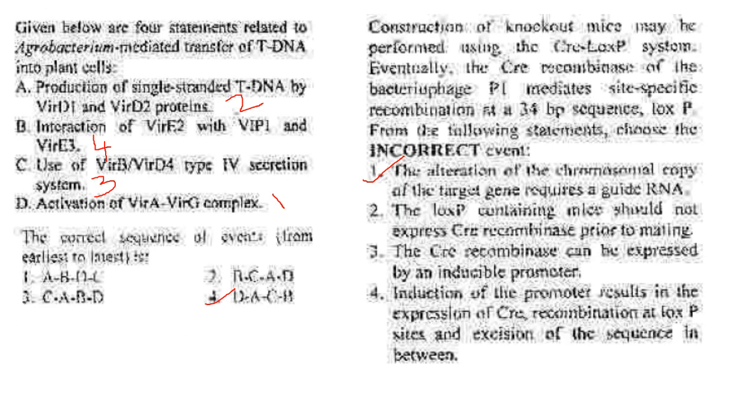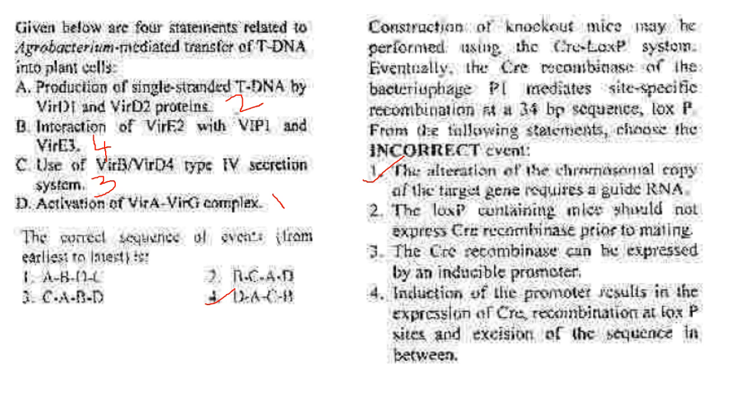Then next one. Given below are 4 statements related to Agrobacterium mediated transfer of T-DNA into plant cells. The correct sequence of events from earliest to latest is: production of single-stranded T-DNA by VirD1 and D2 proteins, interaction of VirE2 with VIP1 and VirE3, use of VirB, VirD type 4 secretion system, activation of VirA, VirG complex.